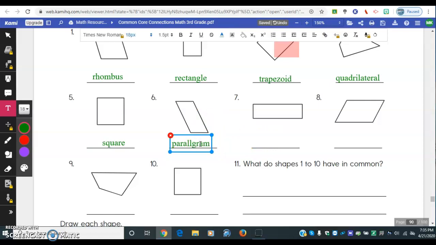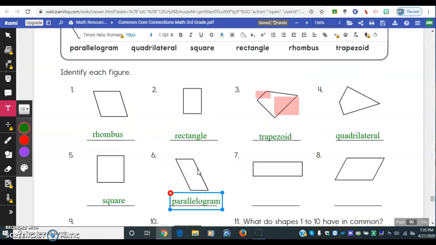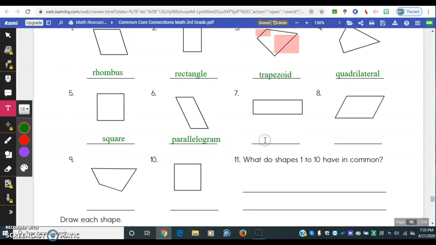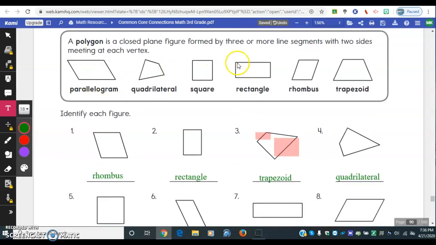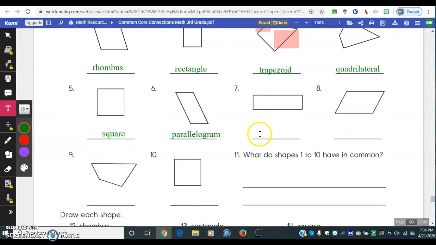Number 7, whoops. Let me go back and see if I can't fix that. Parallelogram. There we go. On to number 7. Number 7, we've got right angles. We've got 4 sides. We've got a parallelogram. So which parallelogram has 4 right angles, even though the sides aren't the same length? Rectangle.